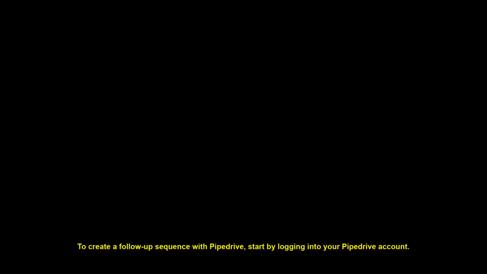To create a follow-up sequence with Pipedrive, start by logging into your Pipedrive account. Once you're logged in, navigate to the Activities tab on the main menu. Click on Add Activity to create a new follow-up task. Here, you can choose the type of activity, such as a call, email, or meeting.